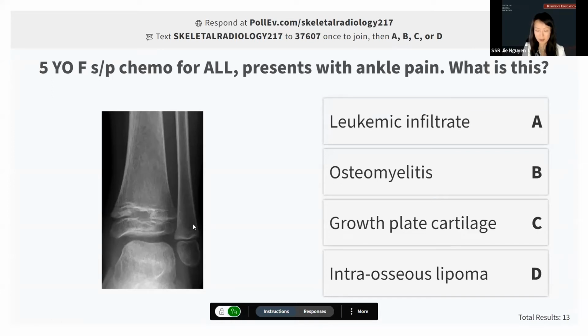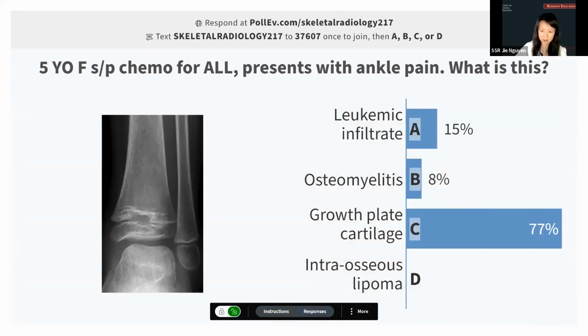We have 13 responses thus far. So choices are leukemic infiltrate, osteomyelitis, growth plate cartilage, or intraosseous lipoma. It's probably there all along, we just never imaged the ankle. Okay, let's look at the responses. Oh, good, growth plate cartilage.